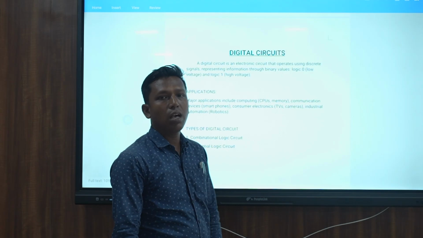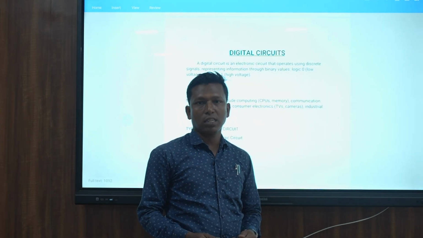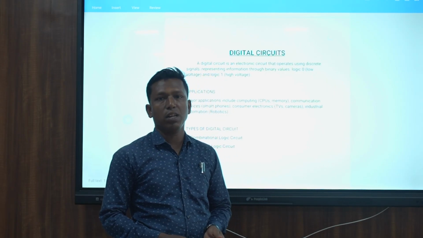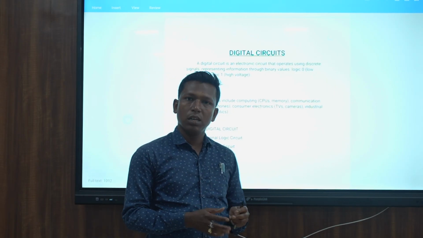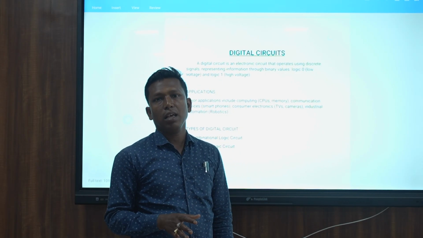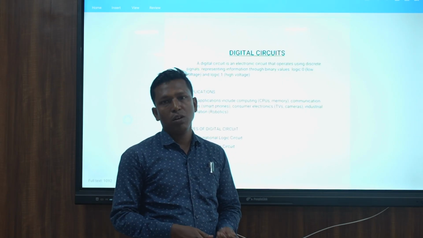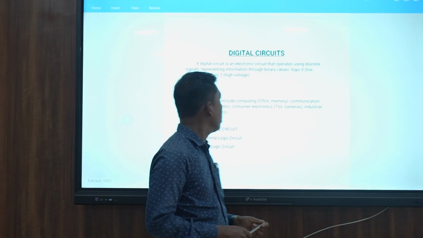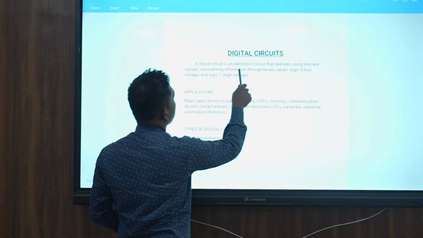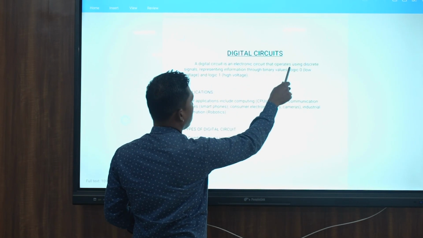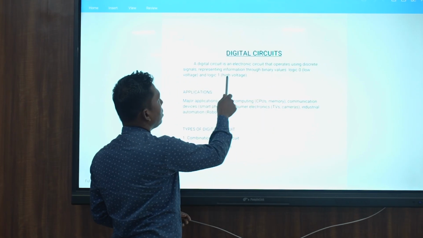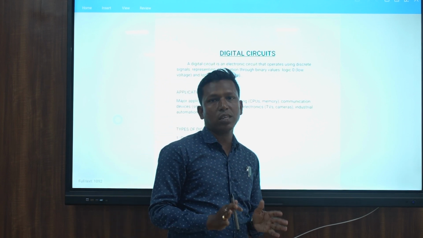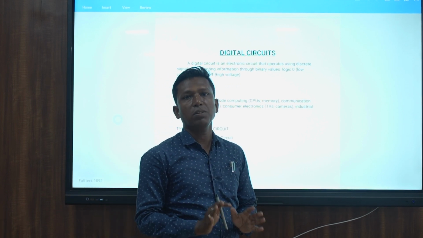Digital circuits are the circuits which work on digital inputs. That means binary inputs, that means 0 and 1. These are the circuits which are capable of accepting 0 and 1. Without that, they are unable to accept and they will give an error. A digital circuit is an electronic circuit that operates using discrete signals representing information through binary values. Initially, I told you that it works only on digital data, that means 0 and 1.